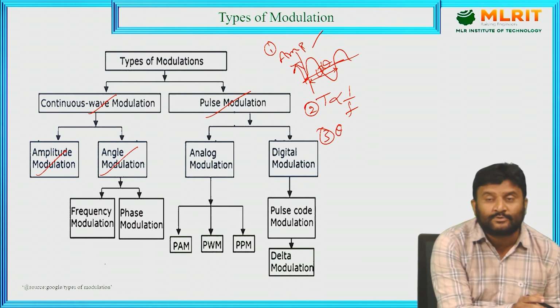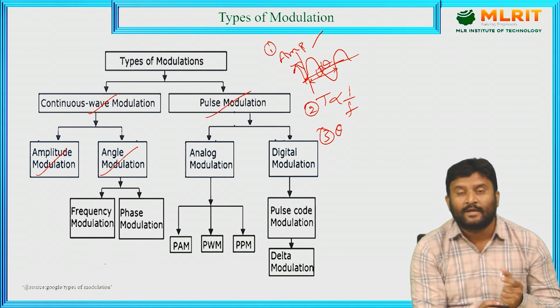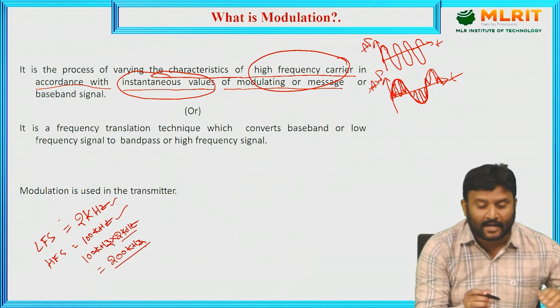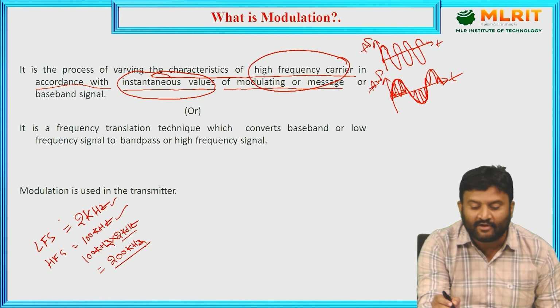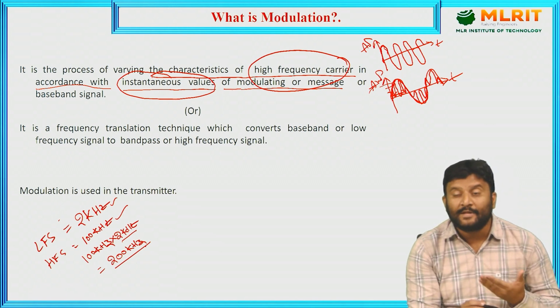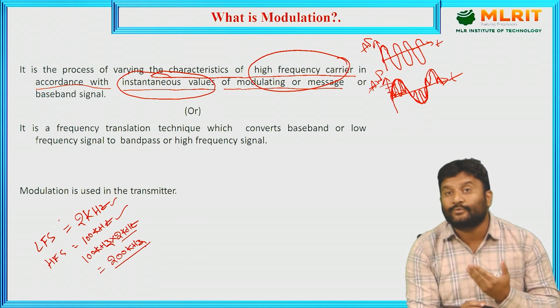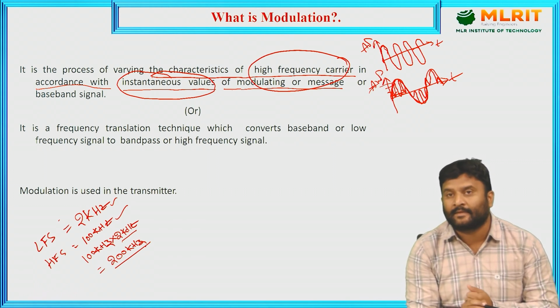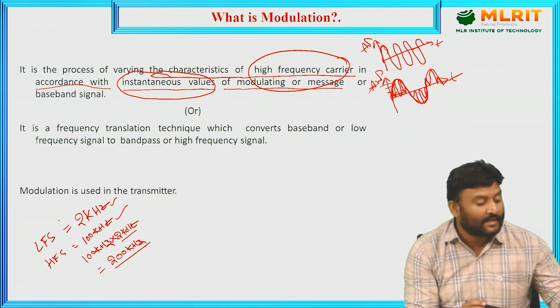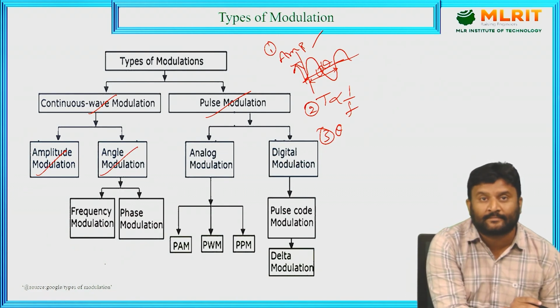Amplitude modulation means only the amplitude level should be varying. The carrier amplitude is varying, as I already showed in the previous slide. Observe in this diagram, the inner waveform, the carrier signal, is varied. Here one amplitude, here one more amplitude, here one more amplitude. Therefore, the amplitude of the carrier signal is varied according to the message signal. That's why it is known as amplitude modulation.